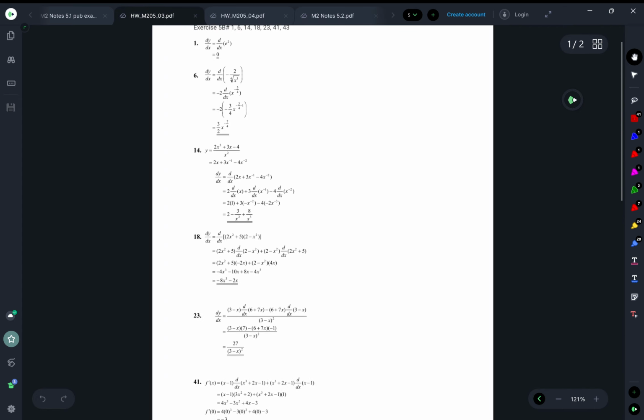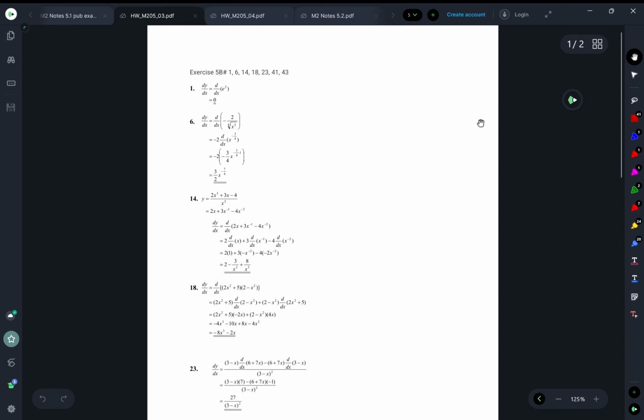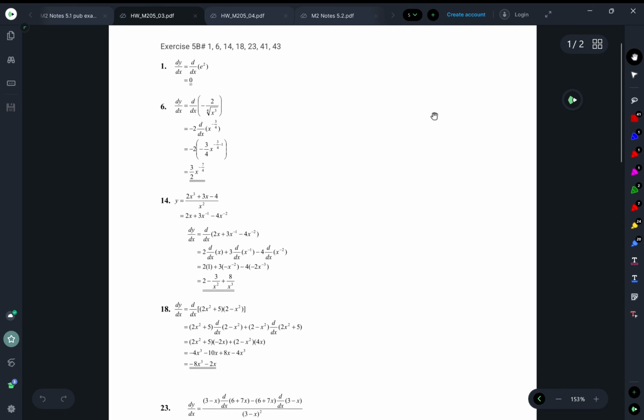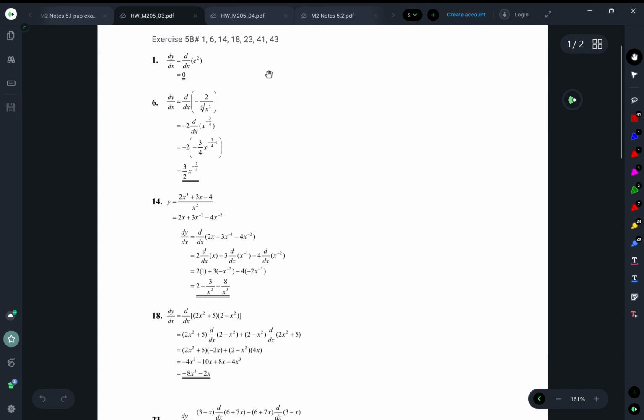Last week we had 3 assignments. I only marked 2. So the first assignment, the questions are easier. You just need to apply the differentiation rule directly.